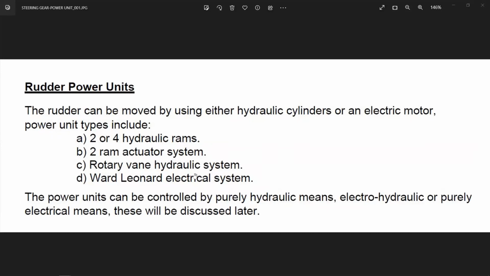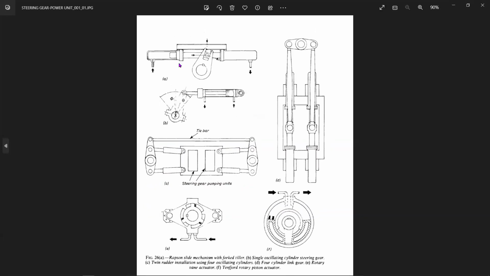Then rotary vane is a totally different type of system. We'll see that. And Ward Leonard is again a different type of system. Now this power unit can be controlled by purely hydraulic means, electro-hydraulic or purely electrical. Okay, we'll be discussing that later. Purely electrical is this Ward Leonard. The rest are all electro-hydraulic or hydraulic means. Now see, these are some systems.